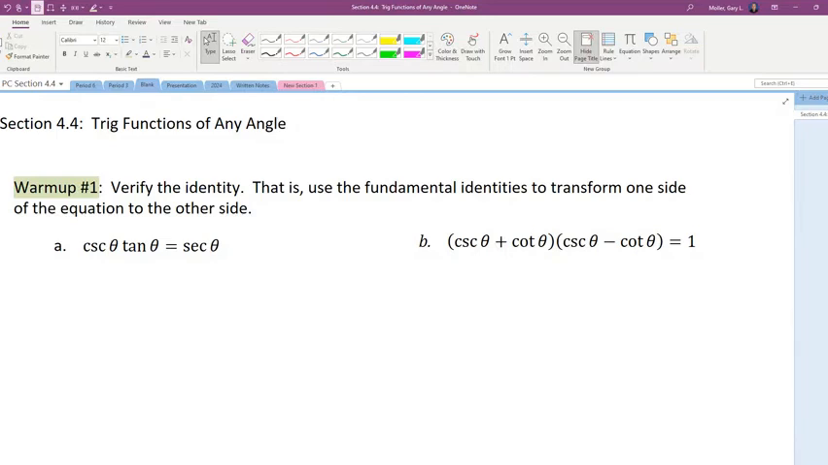All right, everybody. In this video, we're going to talk about section 4.4, which is officially titled Trig Functions of Any Angle. And this is just going to take us, again, further away from the unit circle and make sure that we're looking at our trig functions in multiple ways. To start, I've got several warm-ups.